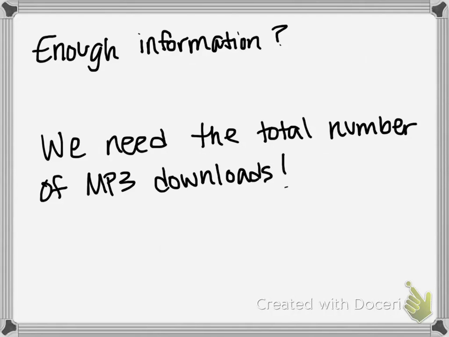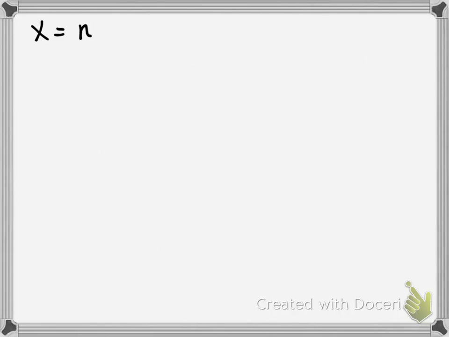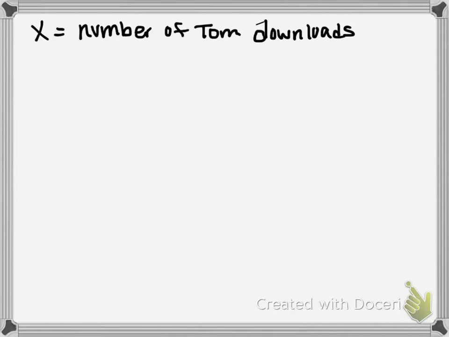Number 3 says, define a variable for the number of MP3 downloads Tom has, and then write expressions for the number each of the other people has. So I'm going to use x because T in math kind of looks like a plus sign. So we say x equals number of Tom downloads.